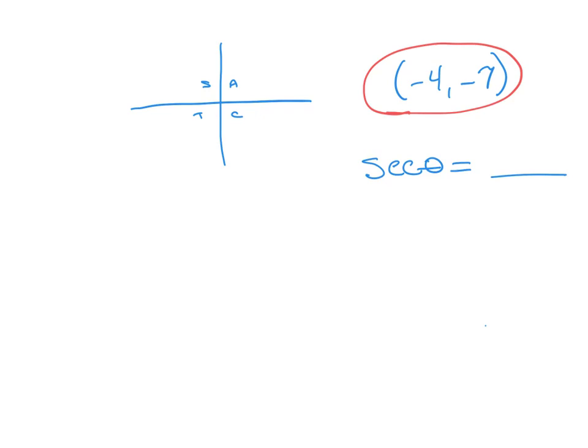So it's asking me for the secant of theta if theta ends at point -4, -7. So what I'm going to do is graph -4, -7, and that would be a point right here. And then I'm going to connect that point with the origin, which is 0, 0, and connect that point to the x-axis, okay? Not the y-axis, the x-axis. And then theta always comes out of the center right here.